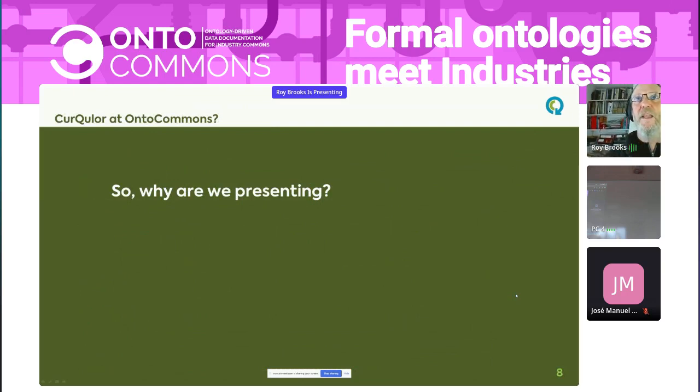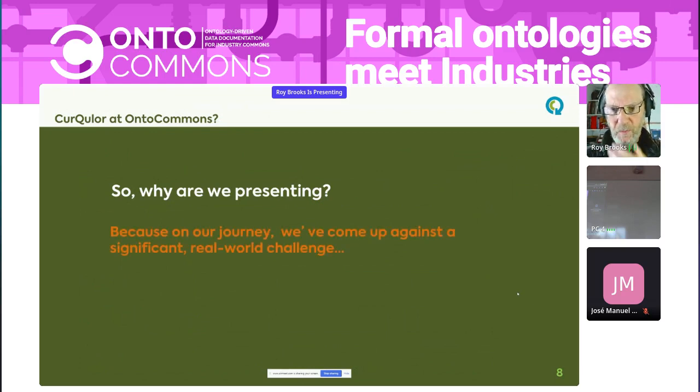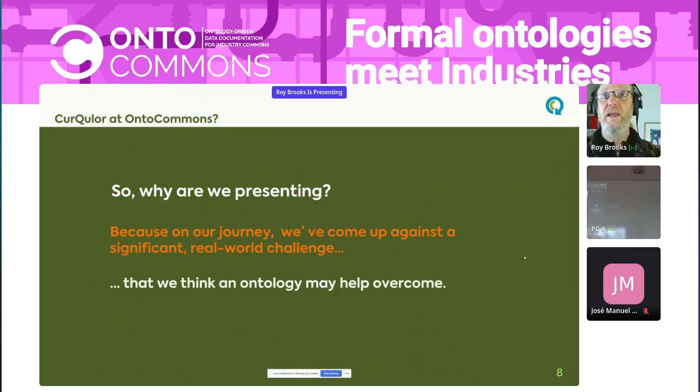Okay, that's hopefully a brief overview of what Circular is, what we're about, why we exist. So here's the question: why is Circular presenting to Onto Commons? Well, we've started a journey, and in the process of this journey, we have come up against a challenge, significant for us, and we think for the industry. It's a real world challenge, and we think an ontology may help. And again, I hope you'll excuse my layman's ignorance of your discipline, but having had some discussions with some of your colleagues, we think this may be something that is worth looking at.